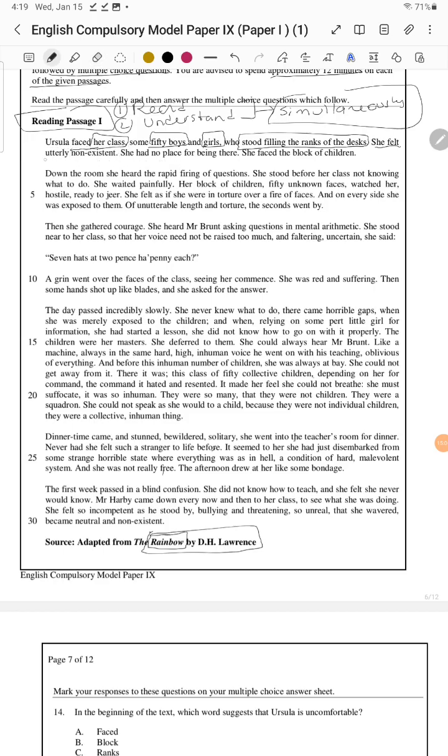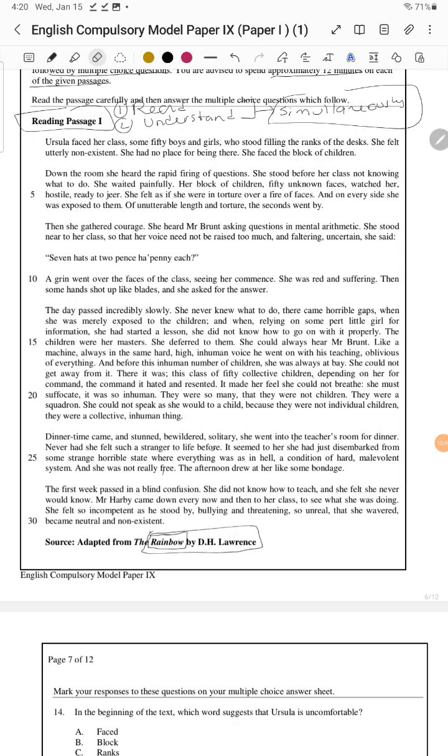So this is your keyword again. She had no place for being there. It means that all desks were full because students kept on filling the desks. She faced a block of children because there were so many children, so she wouldn't be able to find any sort of desk. It means that each and every student is in the form of a block and there's no place to settle down. So I can grip the main idea of this first passage.